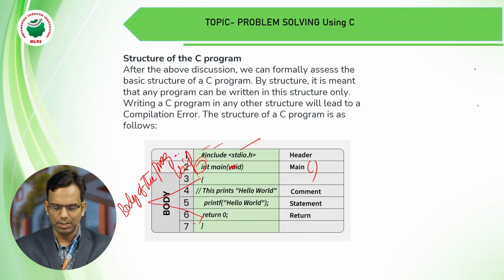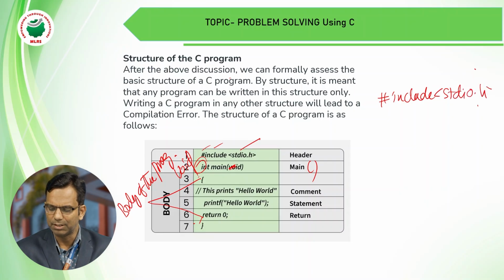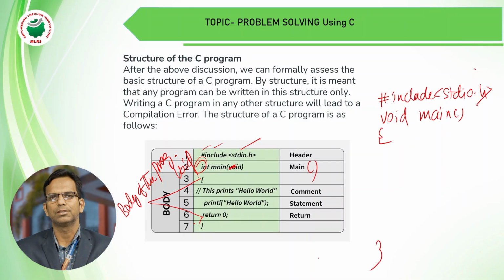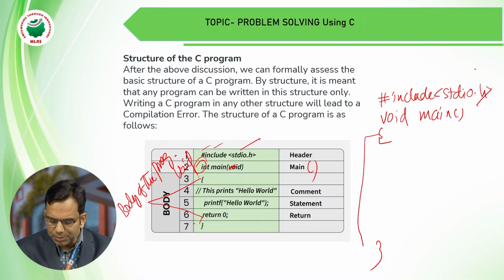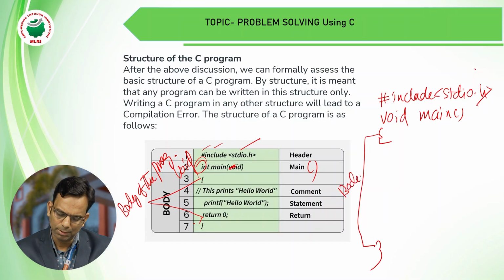In the body of the program, you can write statements, operators, and condition statements; you can write anything between the starting brace and the ending brace. See, here is one example. I am writing hash include stdio.h, a header file for C language, and then void main. After void main, I give a starting brace and an ending brace. From this starting brace to the ending brace, this area is called the body of the program.